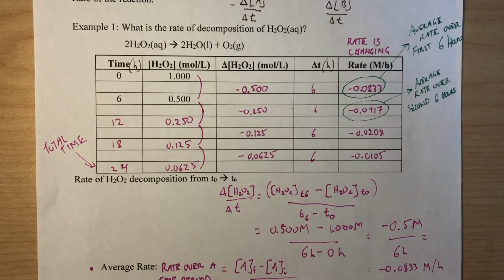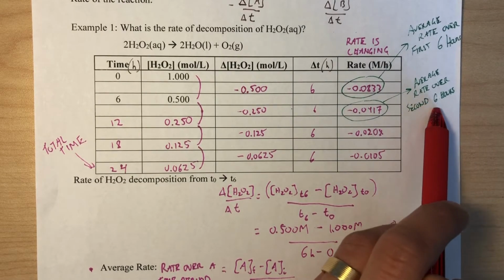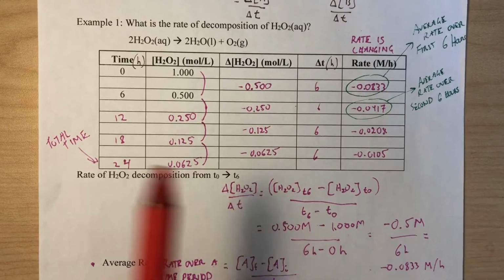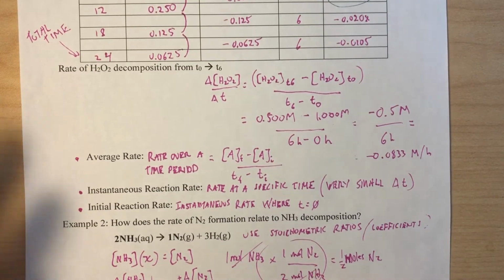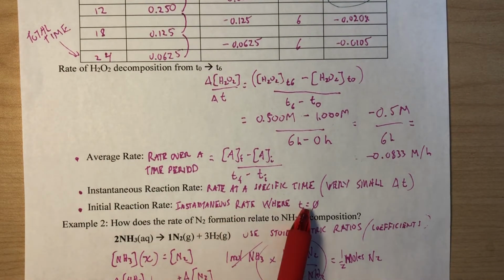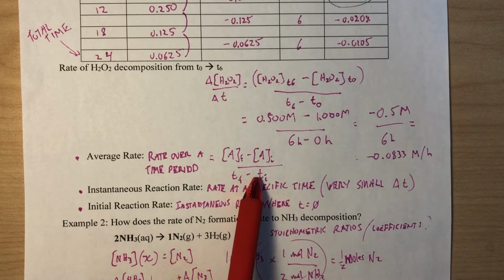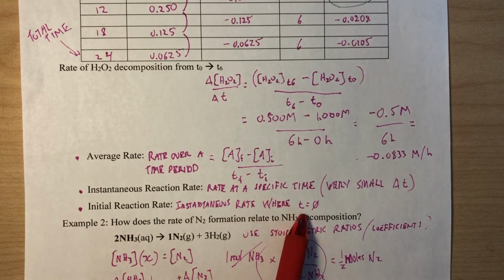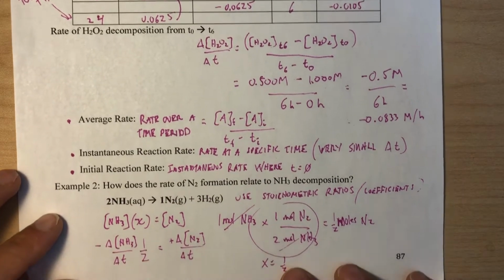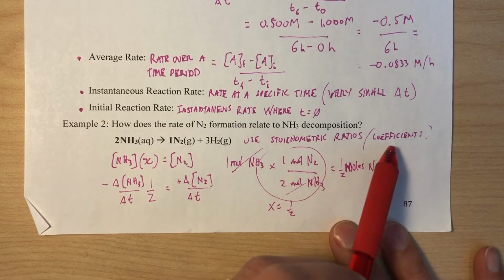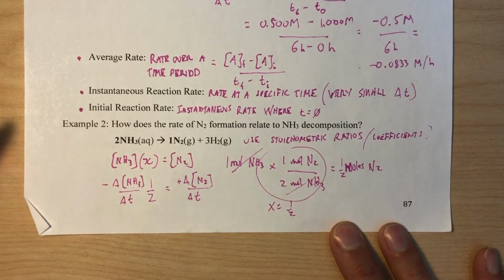That is certainly not an instantaneous rate. That is a very long period of time, which is why we would consider this an average rate over a long period of time. An instantaneous rate would be measured over the order of a few seconds. The initial reaction rate is the instantaneous rate where time equals 0. This is the smallest interval you can possibly get, where time initial is equal to 0. Now let's take a look at, once we know the reaction rate of something, we can use stoichiometric ratios to figure out different components of the reaction.